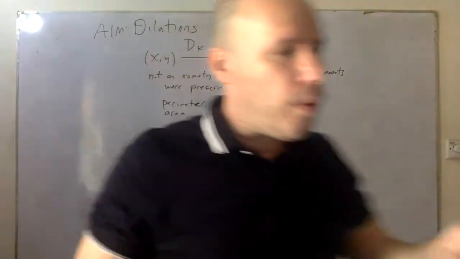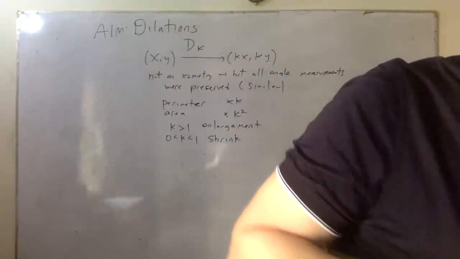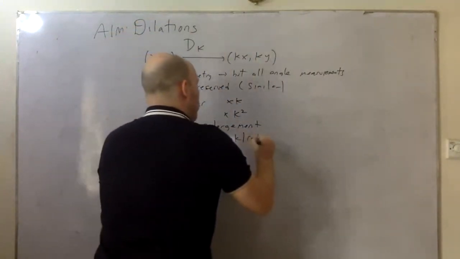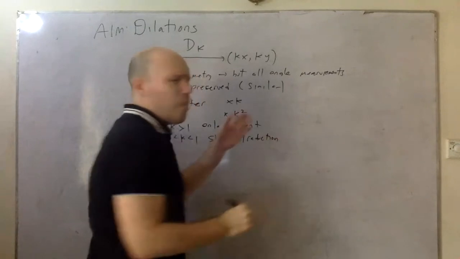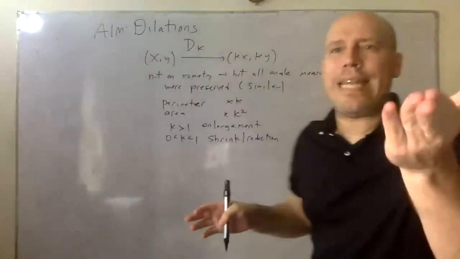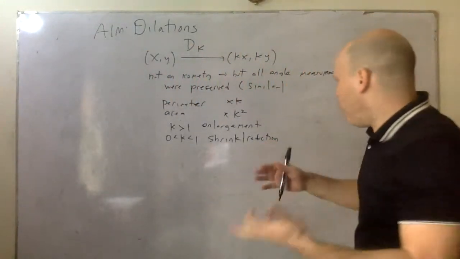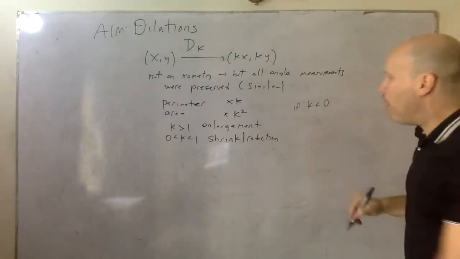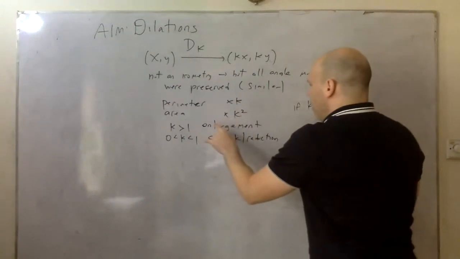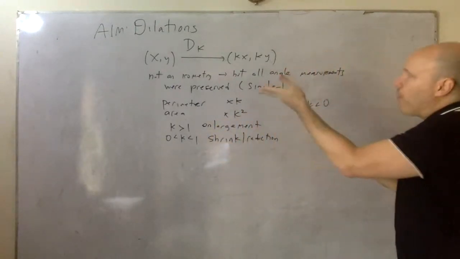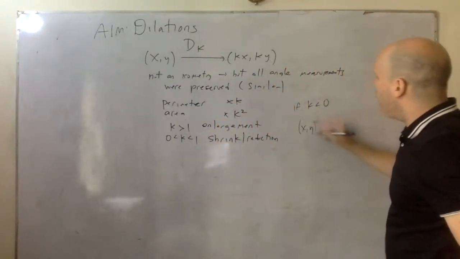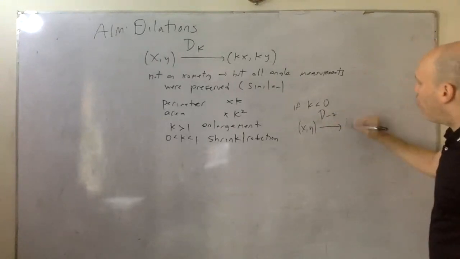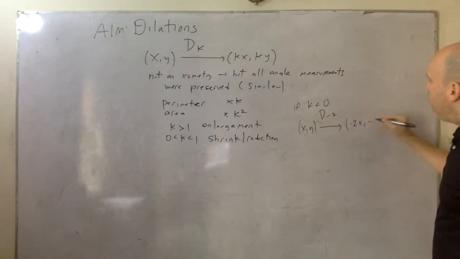Or what's the word the book uses? Reduction. The book uses the word reduction. Some of you might be asking, well, what happens if K was negative? In the computer, if K is negative, what's going on? Well, it's still enlargement and shrink, but let's think about this. For example, let's take X, Y, and map it with a dilation of -2. So we have negative 2x, negative 2y.